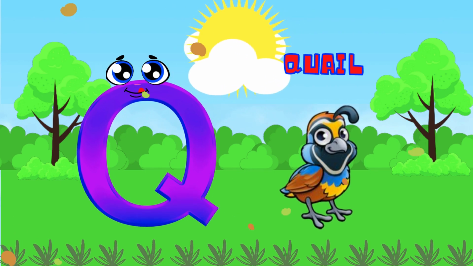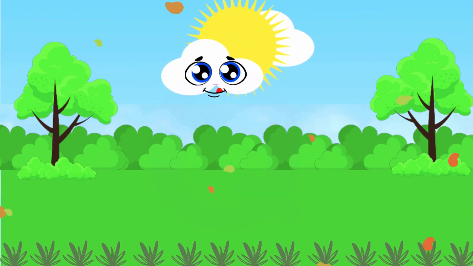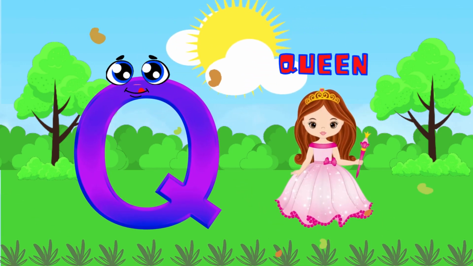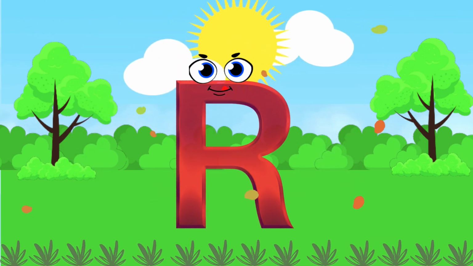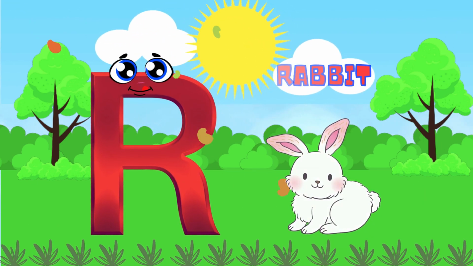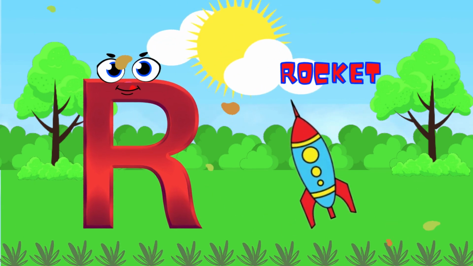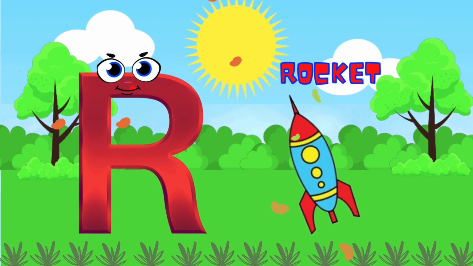Q is for quail. Q, q, quail. Q is for queen. Q, q, queen. R is for rabbit. R, r, rabbit. R is for rocket. R, r, rocket.